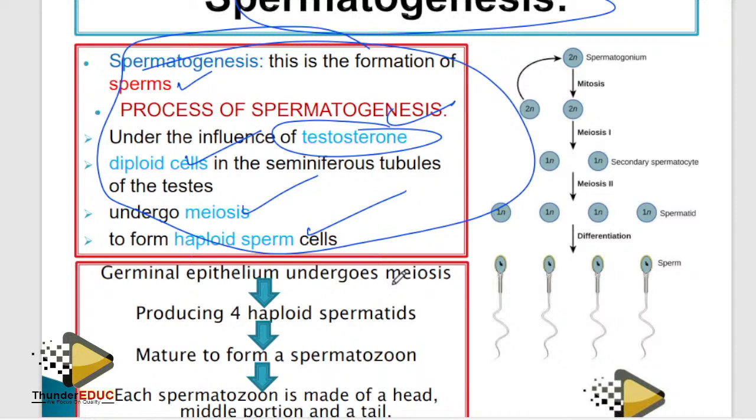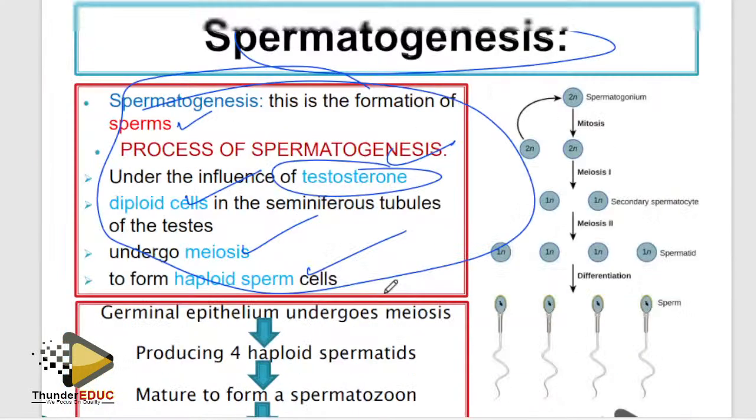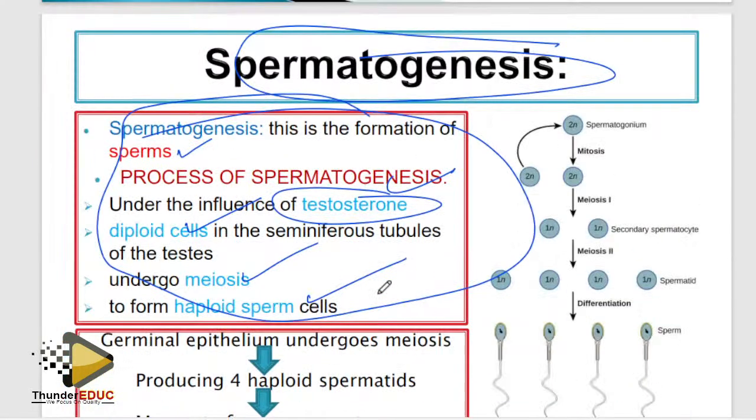This is what we want, because when you are marking, we follow the examination guideline. Is it clear? Let's go to the next one. So please, if you are to read spermatogenesis and oogenesis, focus on that.